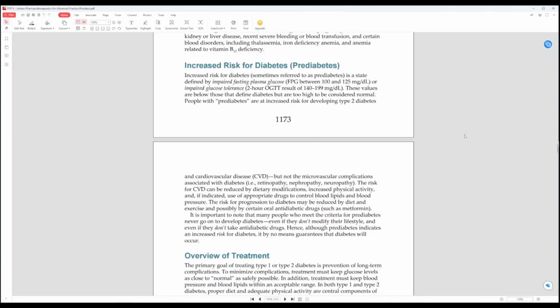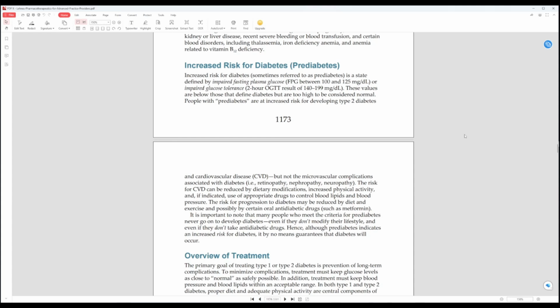So, your increased risk for diabetes, or prediabetes. The increased risk for diabetes, also referred to as prediabetes, is a state defined by impaired fasting plasma glucose, that's your FPG between 100 and 125, or an impaired glucose tolerance, that 2-hour OGTT result of 140 to 199. These values are below those that define diabetes, but are still too high to be considered normal.